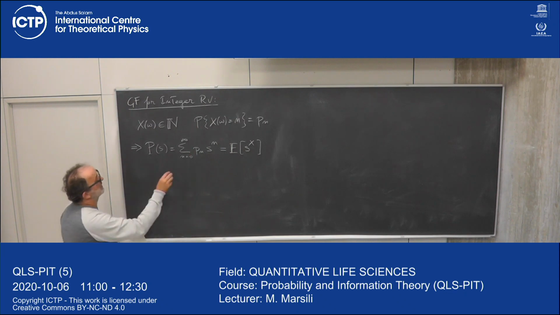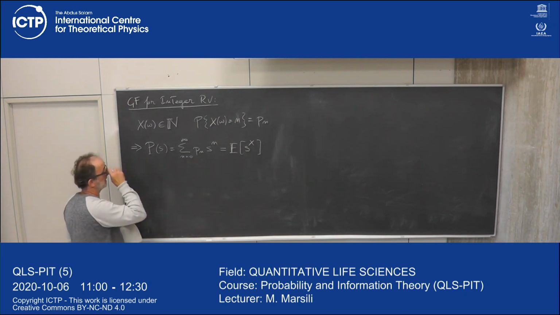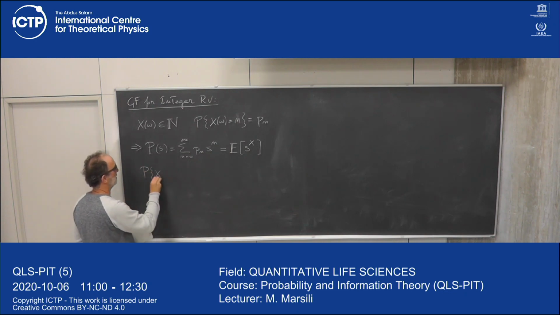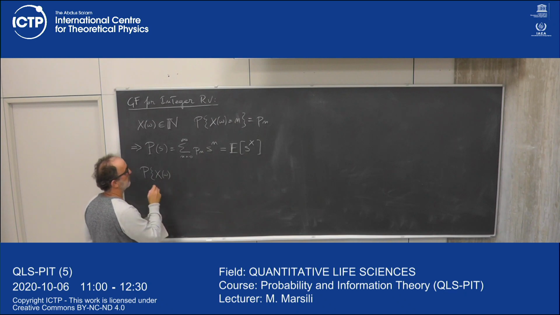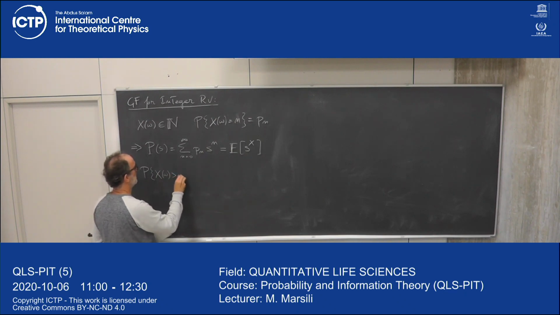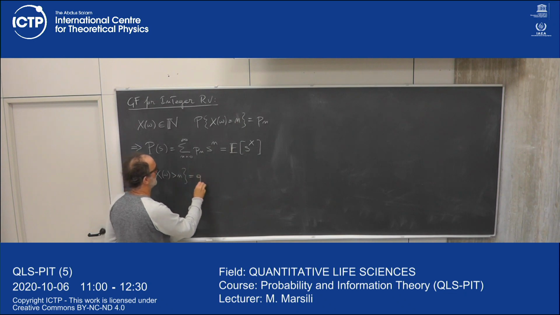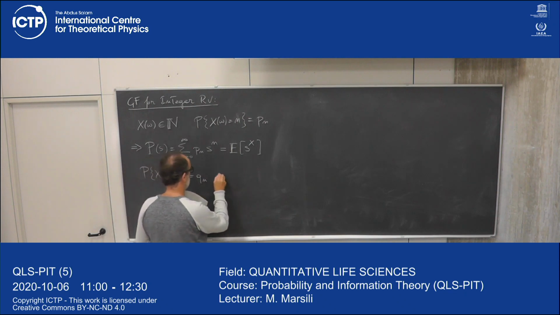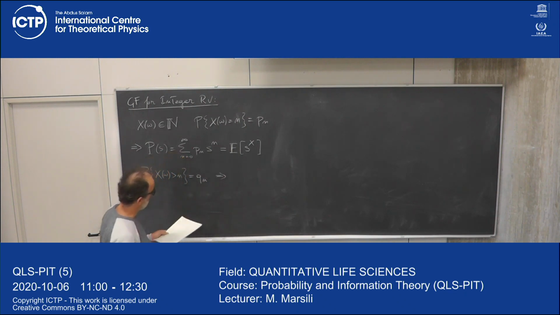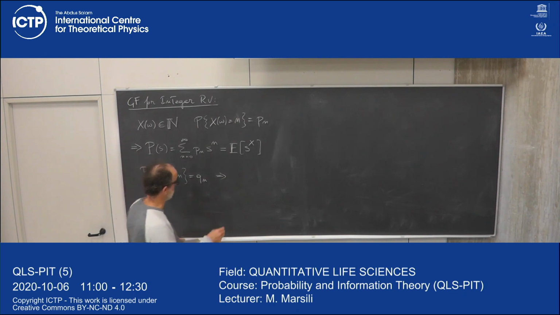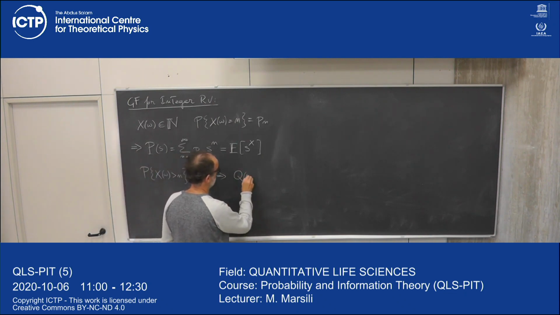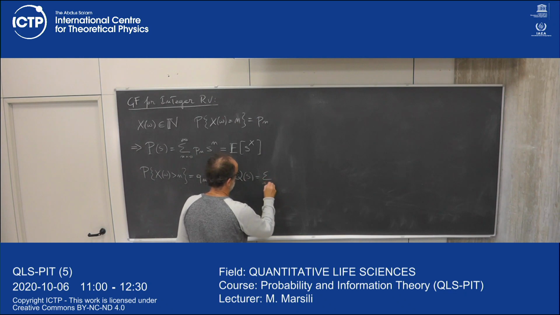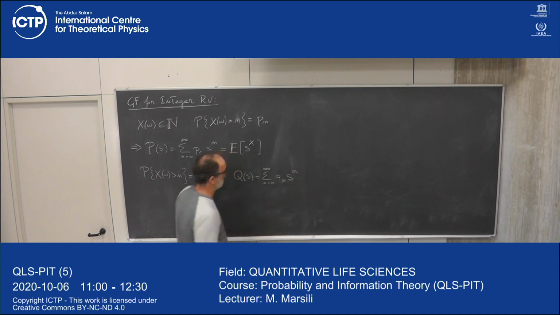There is another one. We can also consider the cumulative generating function. So we can also define the probability that our integer random variable is larger than n, and we can call this Qn. And then we can define the associated generating function in the usual way.